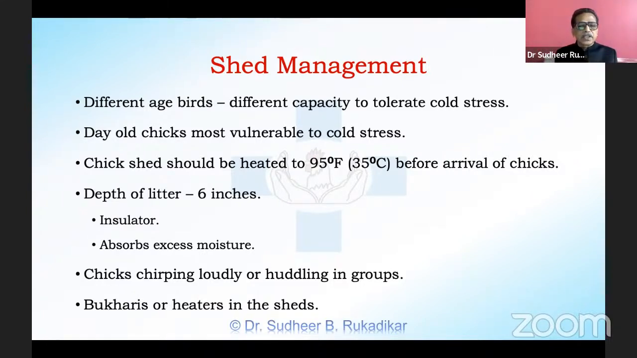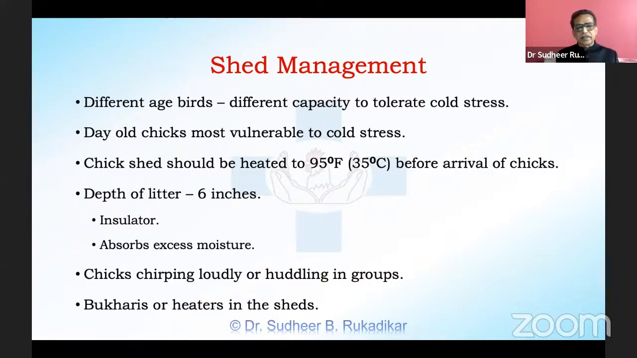It may be just 83, 84 degrees Fahrenheit. But at the level of the chicks, which you can measure with laser thermometers also, it should be around 95 degrees Fahrenheit, 35 degrees centigrade. That is very important because day-old chicks are most vulnerable to cold stress.